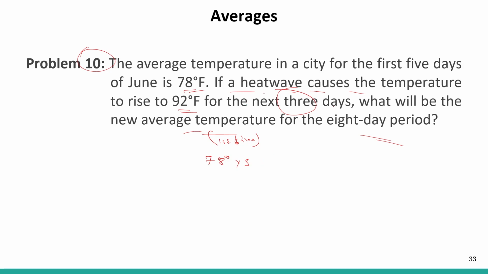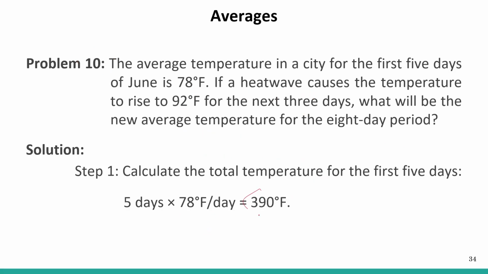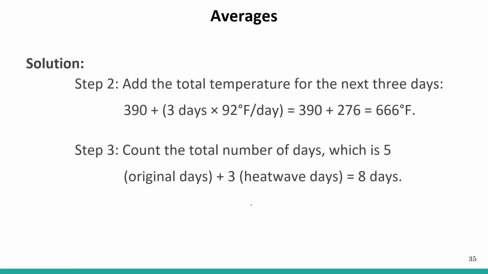Then what we have is, if a heat wave causes the temperature to rise to 92 degree Fahrenheit for the next 3 days, so 92 into 3, right? Then what will be the average temperature for the 8-day period? So this is equal to the whole cumulative temperature divided by the number of days, which will be 8. 5 plus 3 is equal to 8, so this will be equal to 390 degree Fahrenheit by 8.